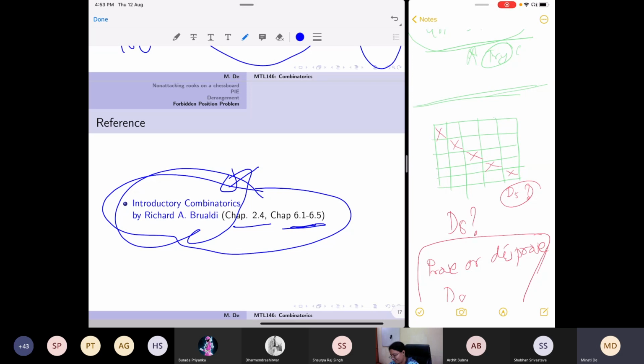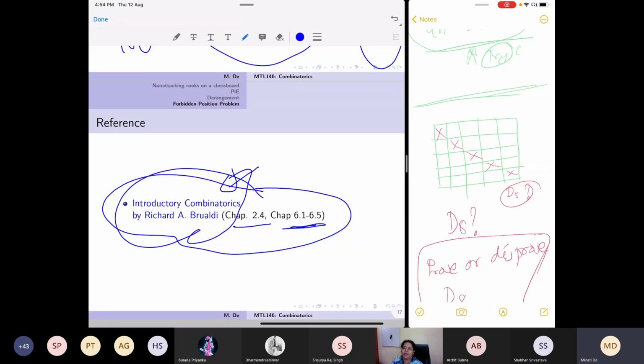I liked it. Play the same thing with what Dharmendra is saying, that attacking rooks attack not only in the same row or same column, but in diagonal also. Of course, the problem would be more difficult. It would be much more difficult. Try to see with a small chessboard what is the answer you are getting. Is there any other question?